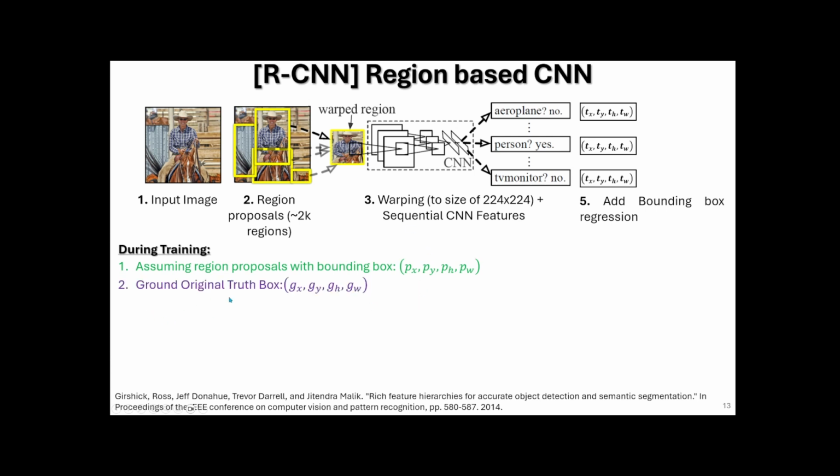And then your ground truth original, let's say for this particular object we are considering, is at GX, GY, GH, GW. Okay, so this is your original ground truth which you annotated. Okay, that's your ground truth.